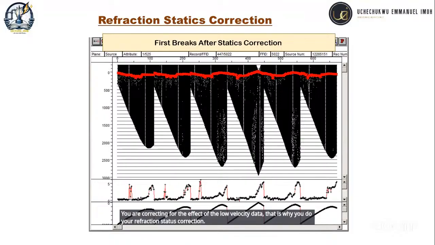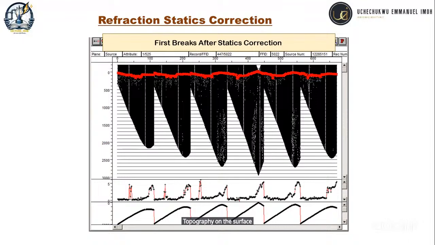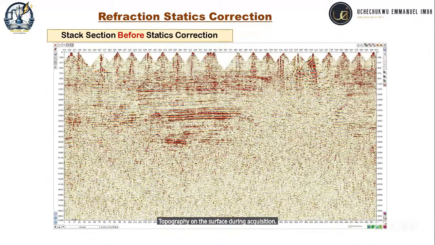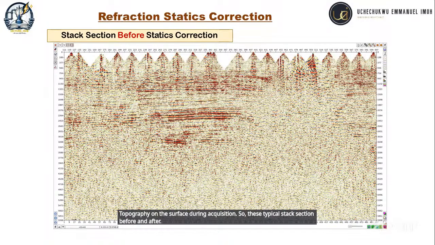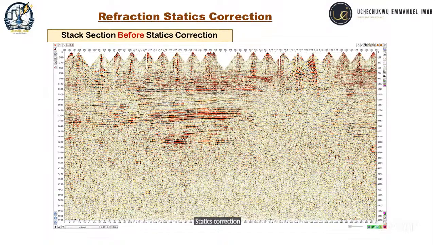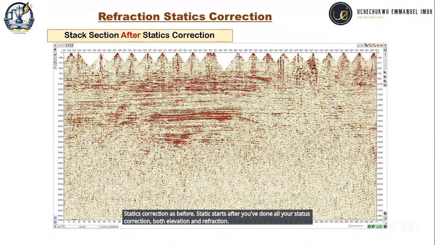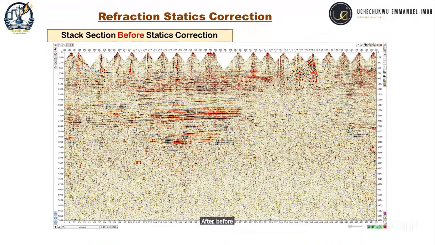And when you do elevation statics correction, you're correcting for the effects of the difference in topography on the surface during acquisition. So this is a typical stack section before and after statics correction. Before statics, that's after you've done all your statics correction, both elevation and refraction. After, before, after, before, after, before.